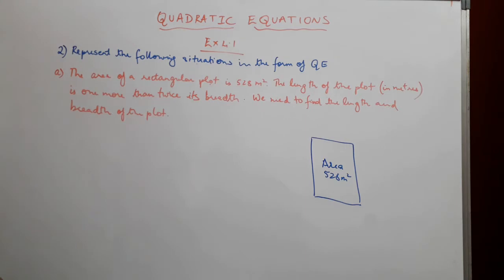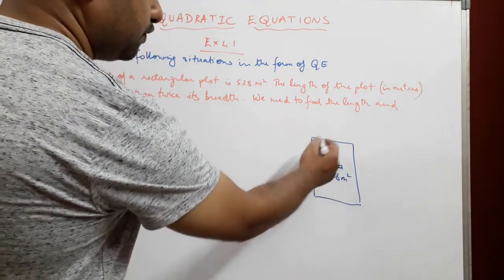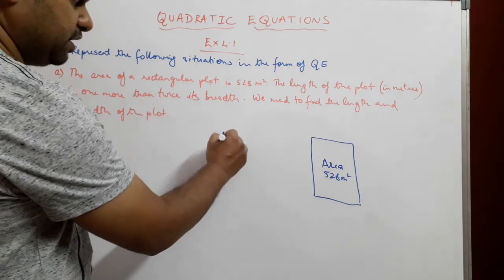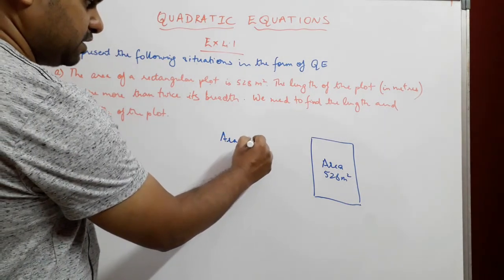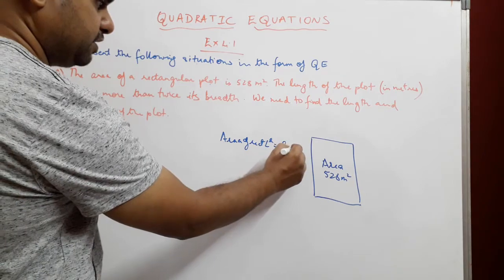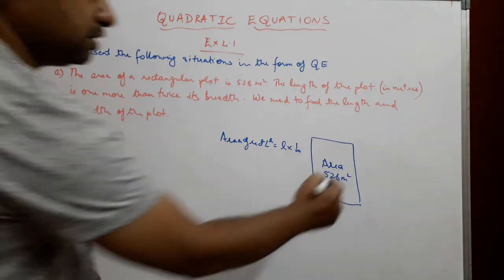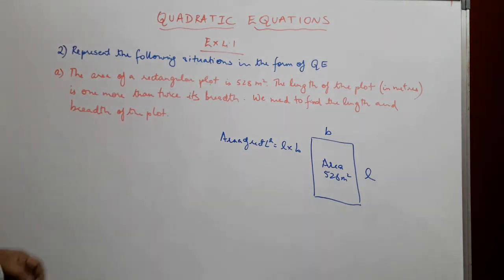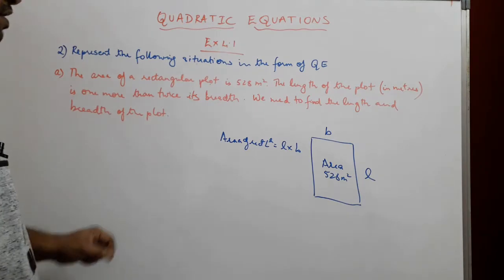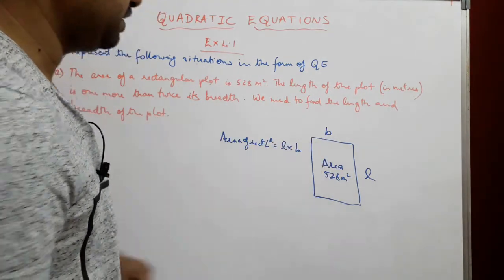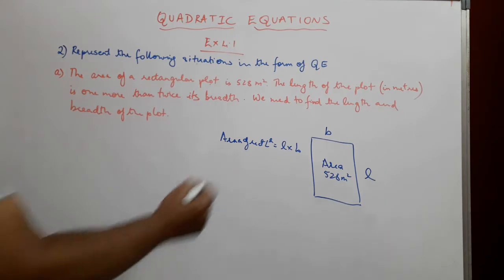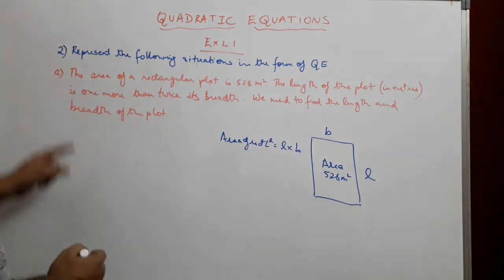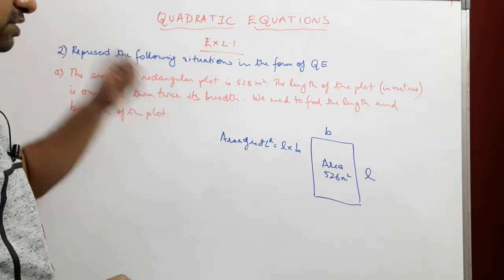The length of the plot is given as one more than twice its breadth. Remember, when we need to find the area of a rectangle, how do we find it? Area of a rectangle is equal to length into breadth, right? So this will be our length and this will be our breadth. Now we are given the area. We have to find out the length and the breadth. All we need to do is find the equation. We have been given the length of the plot is one more than twice its breadth.